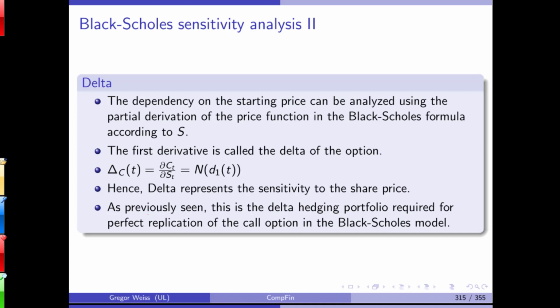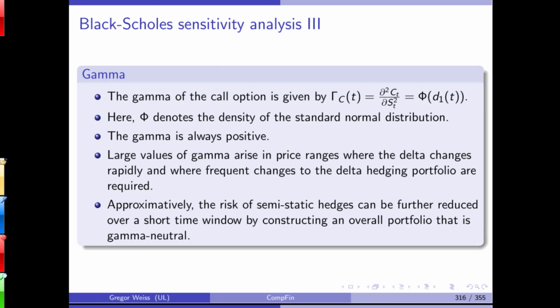Let's start with the option delta. It's the dependency on the starting price, using a partial derivative of the price function with respect to S. The first derivative is called the option delta. And in the Black-Scholes framework, you can see that it can be calculated directly. And you need it to perfectly hedge a portfolio of one derivative with delta underlying short.